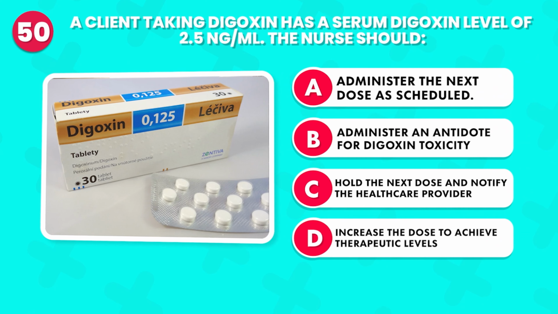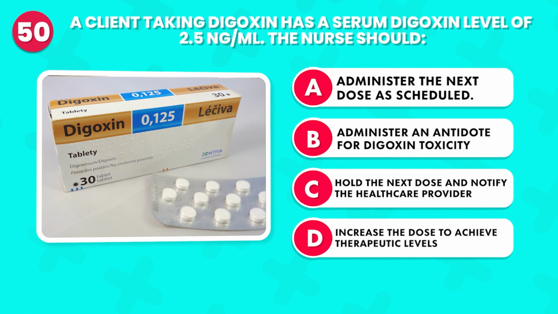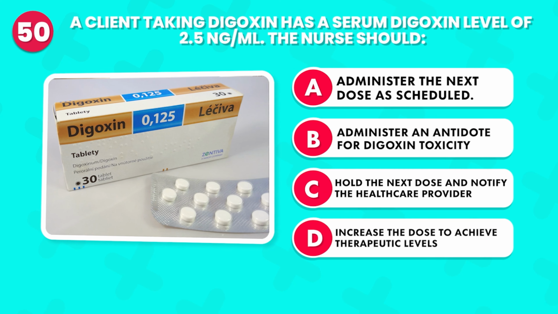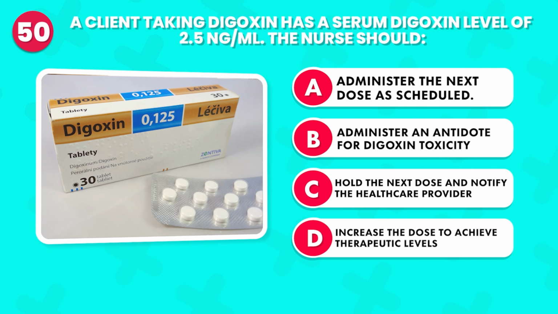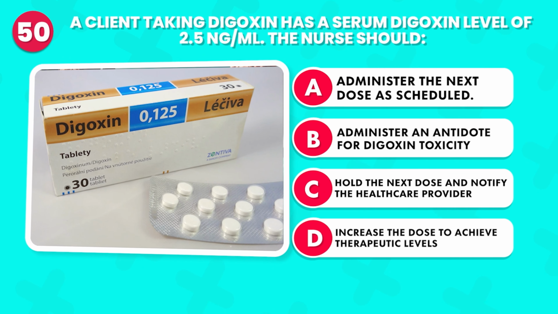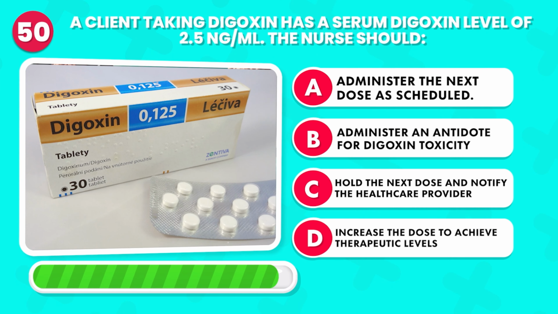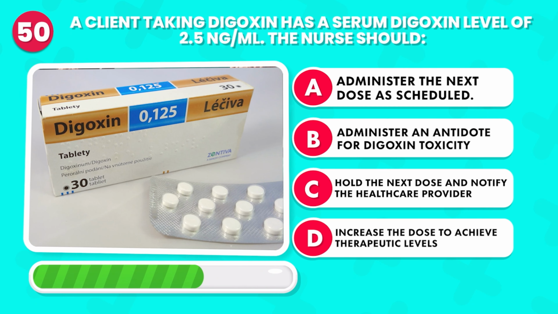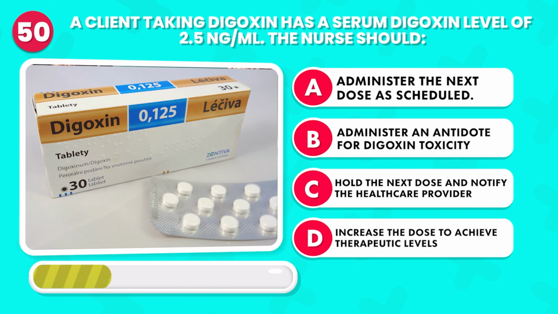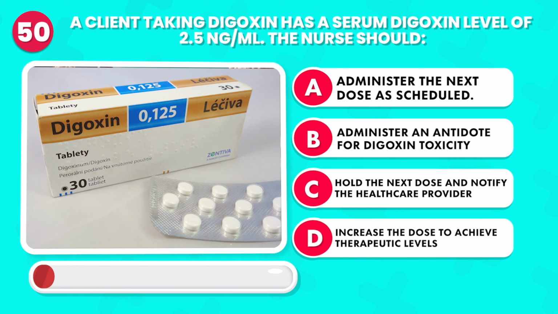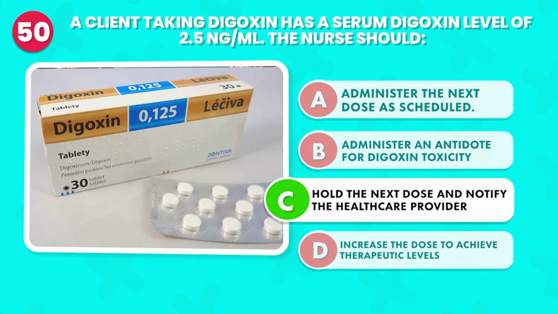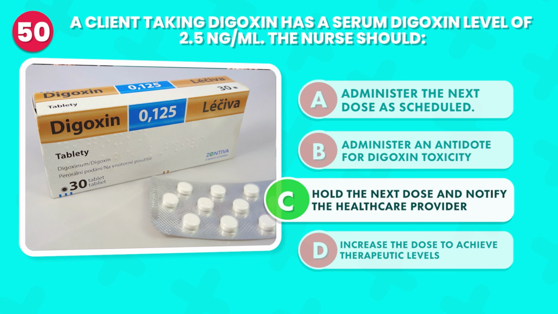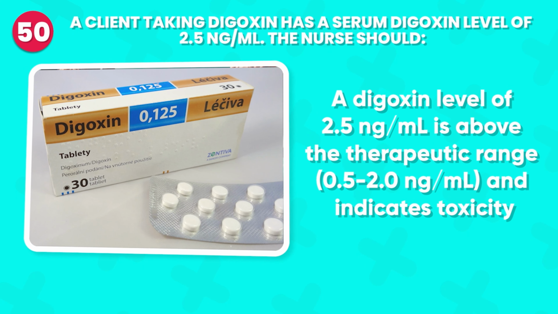A client taking digoxin has a serum digoxin level of 2.5 ng/ml. The nurse should A. Administer the next dose as scheduled. B. Administer an antidote for digoxin toxicity. C. Hold the next dose and notify the healthcare provider. D. Increase the dose to achieve therapeutic levels. It's C. Hold the next dose and notify the healthcare provider. A digoxin level of 2.5 ng/ml is above the therapeutic range, 0.5 to 2.0 ng/ml, and indicates toxicity.